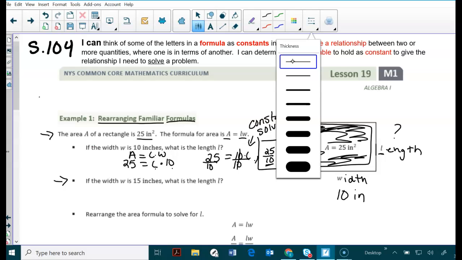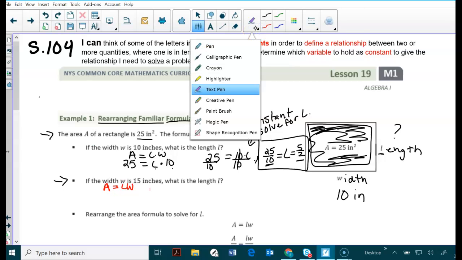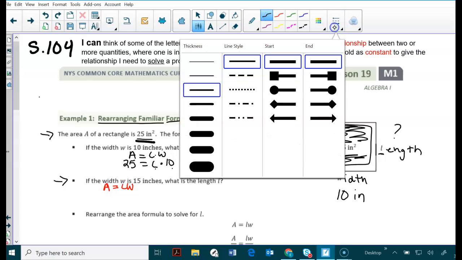All right, we still know our basic formula. The formula is always area equals length times width. My writing is so bad, guys, it cannot possibly be picked up by this smart notebook. So area equals length times width. So again, we already know the area, 25 inches squared.